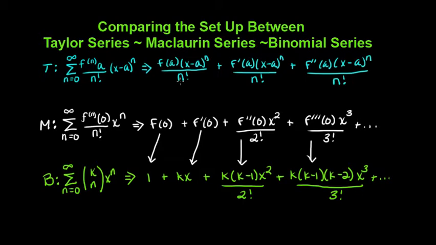The only difference between the Taylor and Maclaurin is you do not have your x minus a, which you technically could write out, but there is no need because x minus 0 will just give you x. So that is why we just do x squared here over 2 factorial.